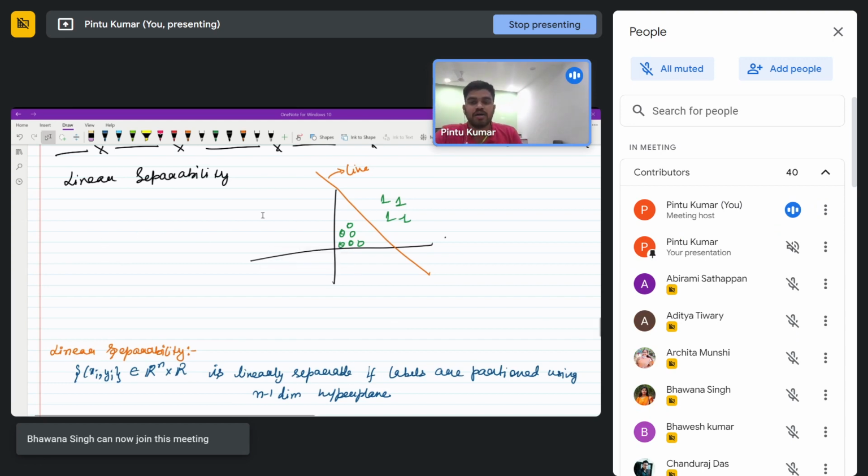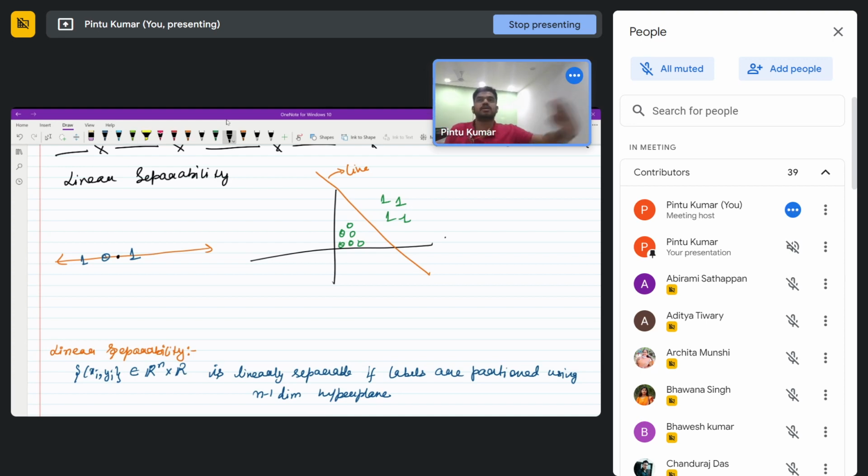If it was a one-dimensional data set, let's say there is a one over here, one over here, zero over here, one over here again. So this is a one-dimensional line. If you were able to separate it via some point, after which there are all ones, and before which there are all zeros, then it would have been linearly separable. But if you look at this example, this data set is not linearly separable. Whereas this data set is linearly separable.